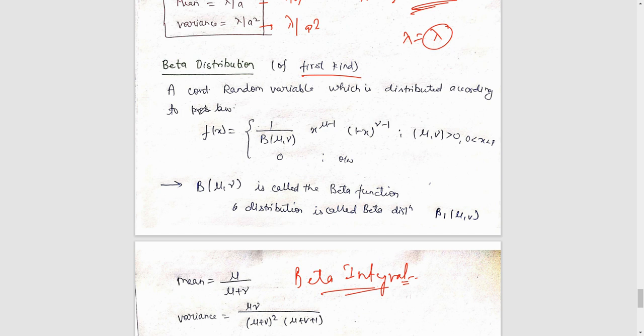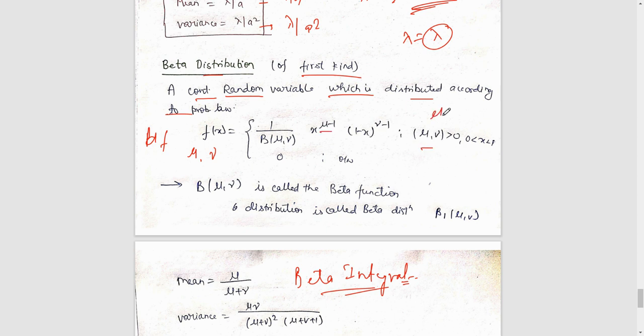So what is the beta distribution? A continuous random variable which is distributed according to this probability law: any distribution which has a probability density function of 1 upon beta(mu, nu), times x to the power mu minus 1, and (1 minus x) to the power nu minus 1.